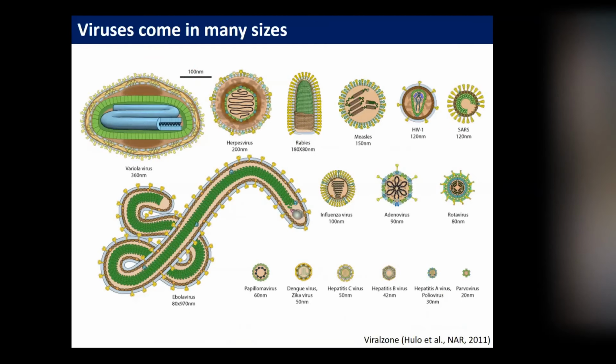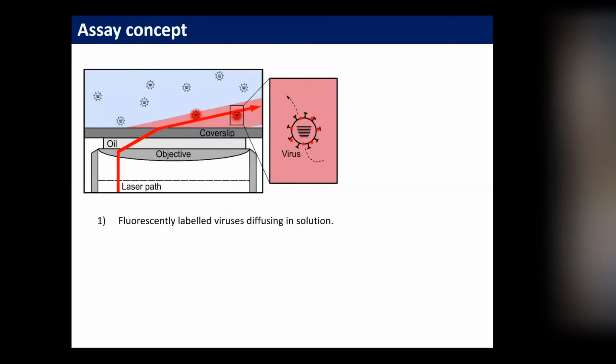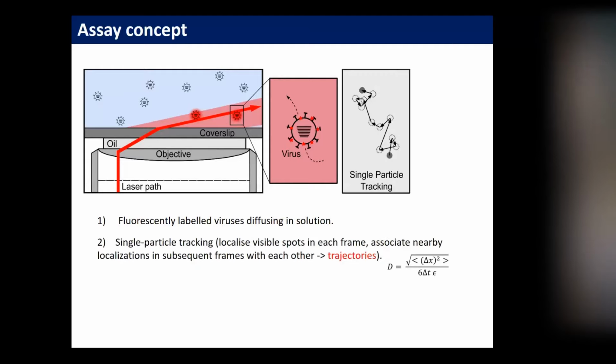The basis of our first assay is that viruses, although they are all very small, actually come in quite a range of different sizes. This can range from a tiny parvovirus, which is only 20 nanometers in size, all the way up to Ebola, which is almost a micron. The virus that we've used in this initial test is influenza, which is around 120 nanometers in size. So the concept of the assay is that we fluorescently label the exterior of virus particles, and we use single particle tracking to watch the viruses as they diffuse randomly in solution on our microscope.